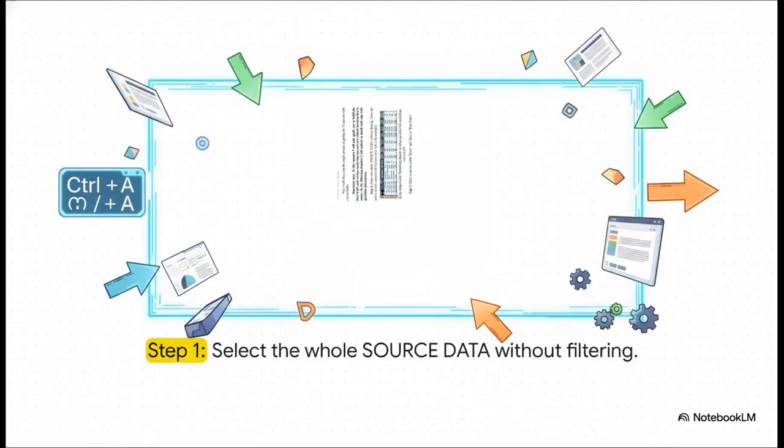First things first, just click anywhere inside your data table and hit Control-A, or Command-A if you're on a Mac. That'll highlight your entire chunk of data, headers included. You've basically just told Excel, okay, this is the information I want to play with.